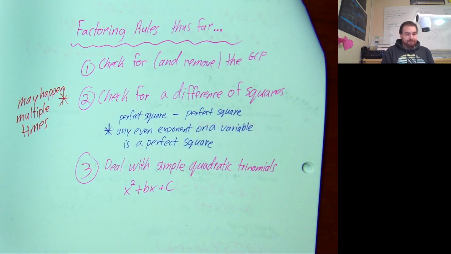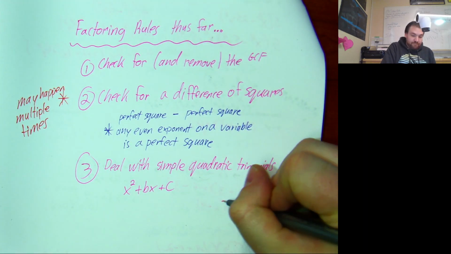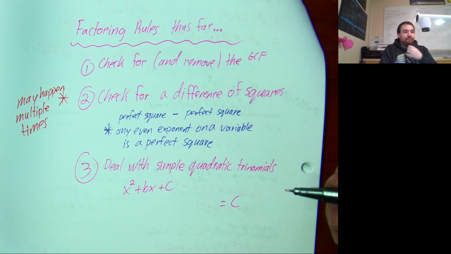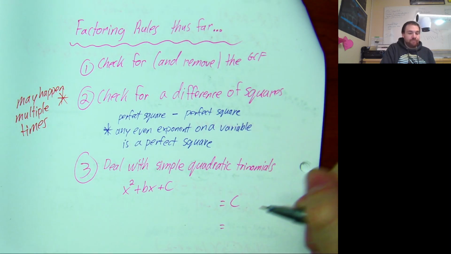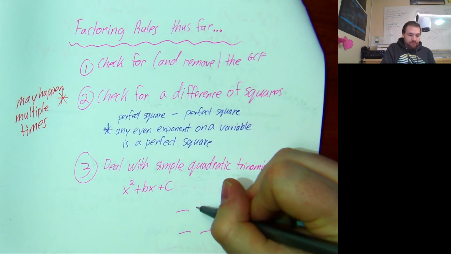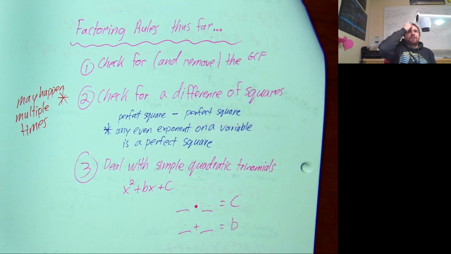So what is the technique for dealing with these? Yeah. The last number and the numbers, what times to the last number should add to the middle coefficient. So you want two numbers that multiply to C and add to B. And these need to be the same set.